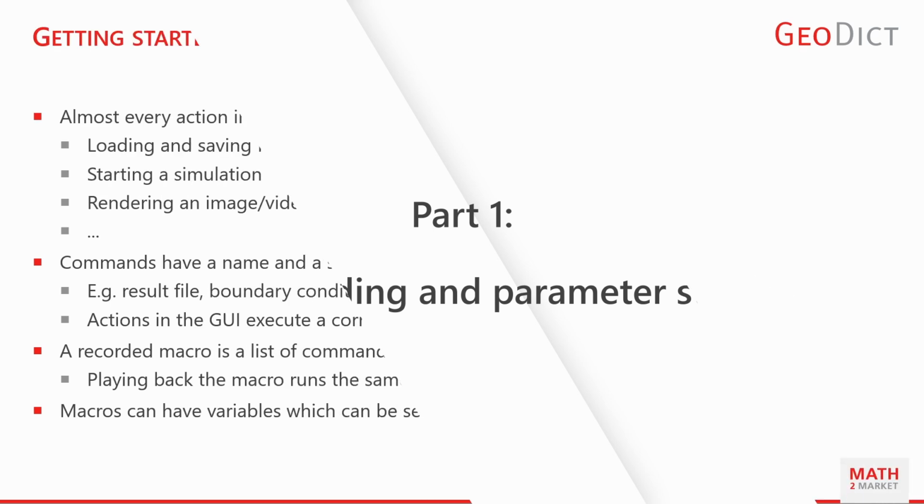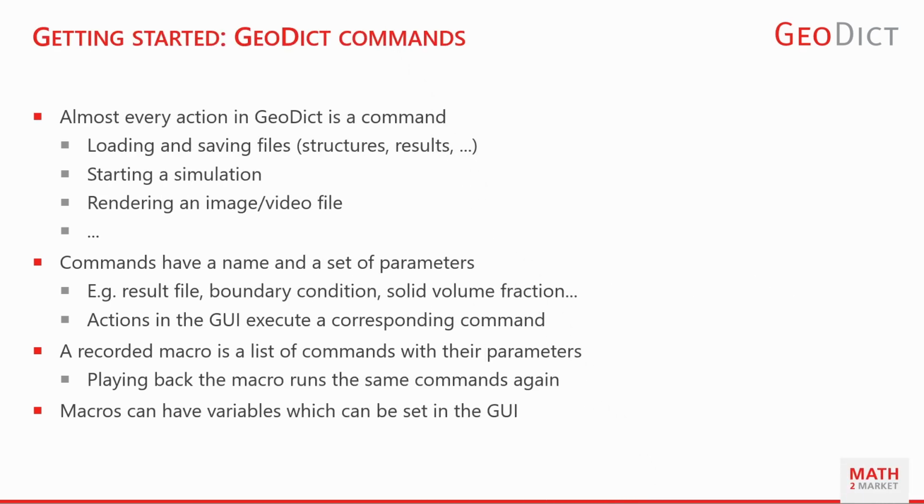In GeoDict, almost every action is a command. For example, if you load or save a structure file, run a simulation, or render images or movies, everything is a command and can be saved to a macro. Each command then has a name and a set of parameters. So, for example, the result file name or some boundary condition, solid volume percentage, and many more.